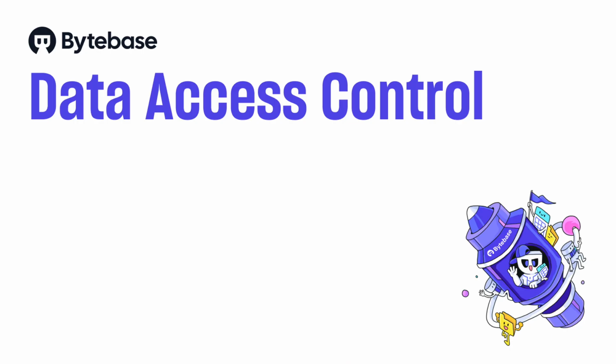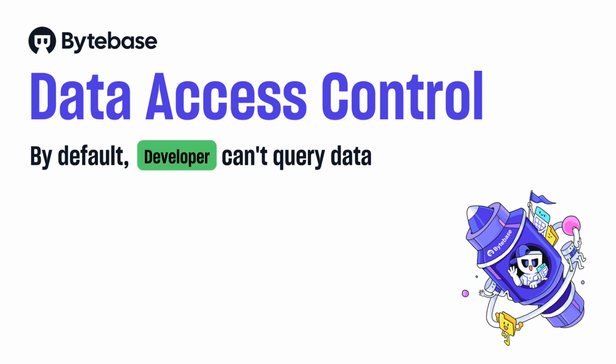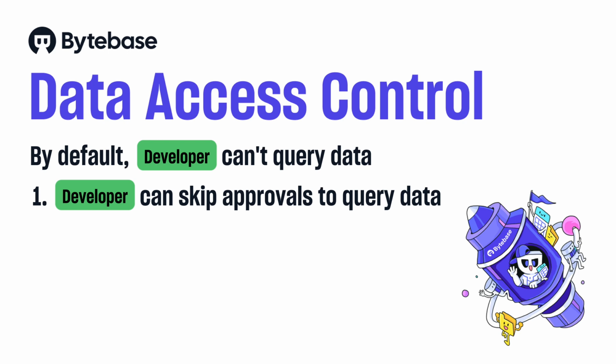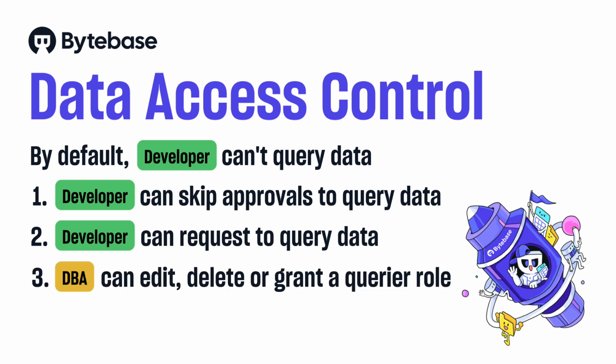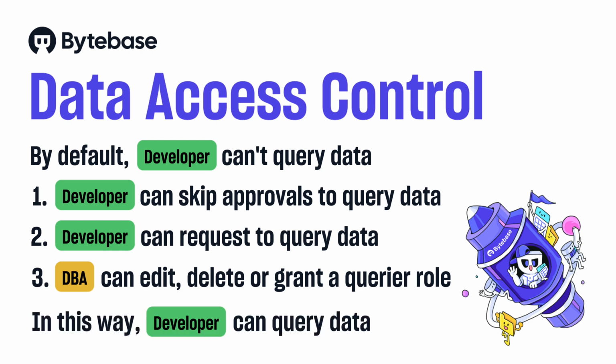Let's review the process. By default, developer can't query data. Step 1, with configuration by DBA, developer can skip approvals to query data in an environment. Step 2, developer can request to query data, either from all databases within a project or just any specific table. Step 3, DBA can edit, delete, or grant query a role directly.